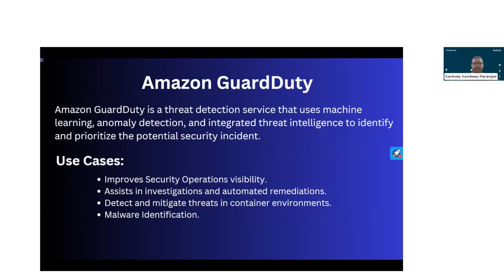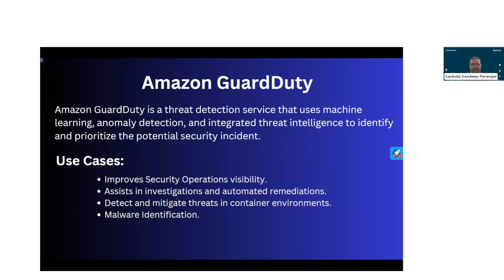Coming to the next slide, Amazon GuardDuty. Amazon GuardDuty is an intelligent threat detection service that uses machine learning algorithms and anomaly detection, integrated with threat intelligence to prioritize the security vulnerabilities, and it helps us in security incident response. Some of the use cases: it improves security operations visibility. As it is already integrated with threat intelligence and machine learning, it automatically tries to find the threats in your environment. And as the threats are detected, we investigate and automate the remediations and the process.